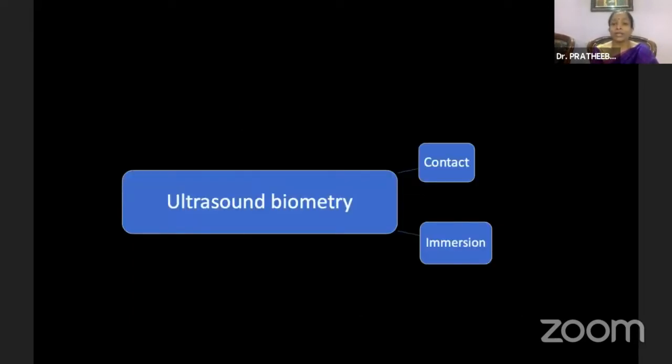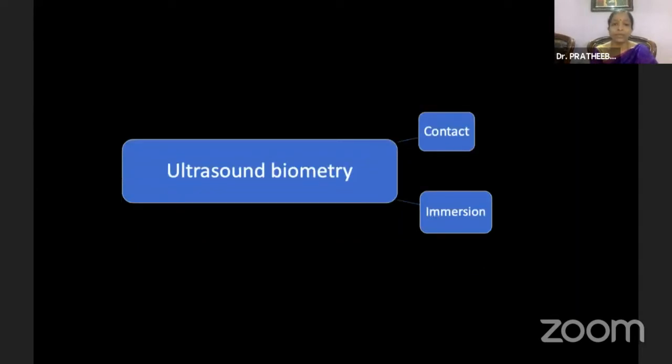My talk is on ultrasound biometry, so I'll be talking only about ultrasound today. There are two methods of measuring ultrasound biometry. It can be a contact method or an immersion method.